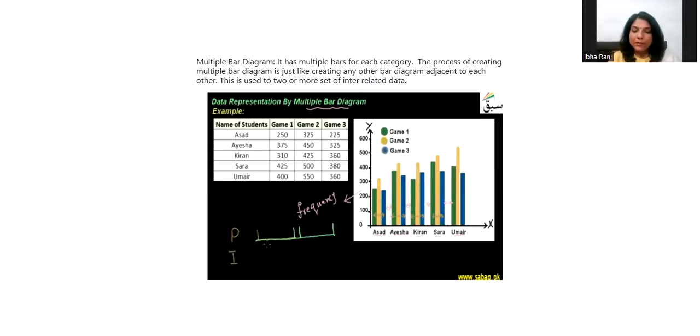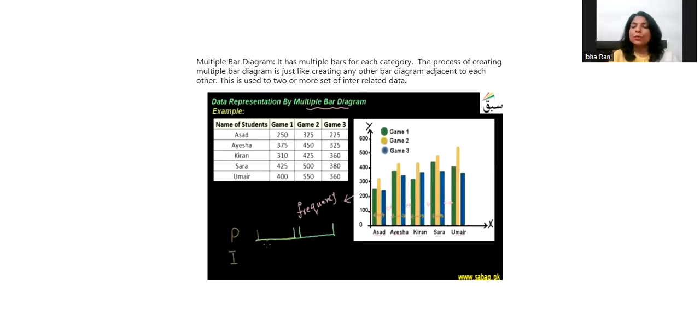Now coming to the example, in this example there are certain names of students. They have played different games, game 1, game 2 and game 3, and they have scored different points in each game. There are 3 games given, and the names of the students, you can see: first is Asad, then Aisha, Kiran, Sara and Umar. These are the names, and they have played 3 games. In each game they have scored a few marks or points. So, for example, Asad had played 3 games. In the first game he got 250, in the second game it is 325, and in game 3, 225.